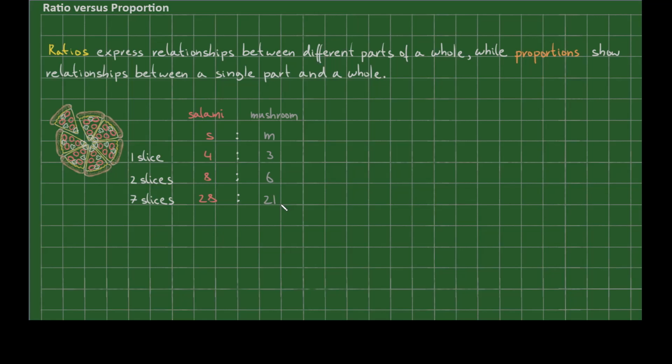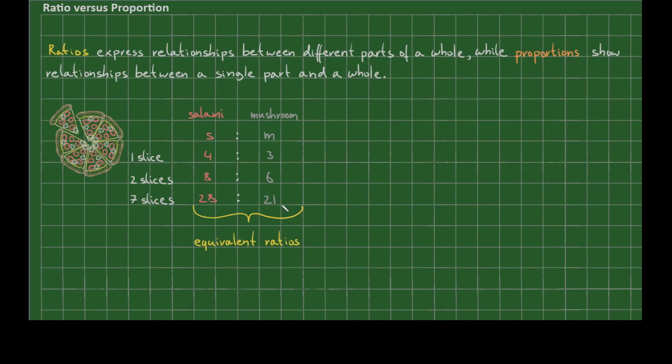These 3 ratios are known as equivalent ratios. Yes, we are using different numbers, but we are expressing the same relationship. 4:3 is the same as 8:6, is the same as 28:21. This is similar to fractions. Just like we can have equivalent fractions, we can also have equivalent ratios. Alright, so these are ratios.